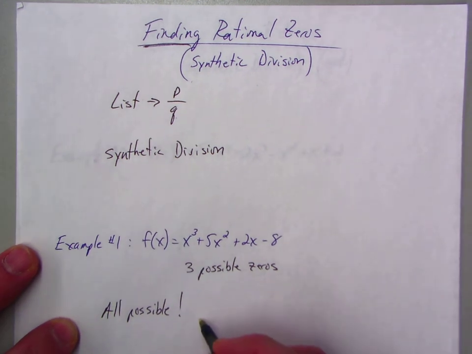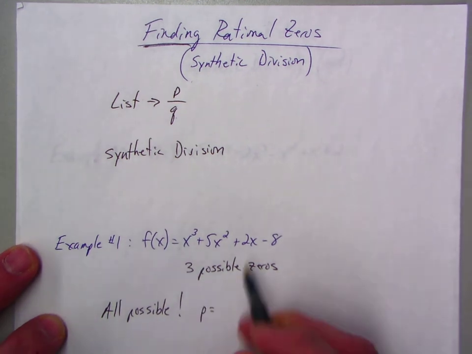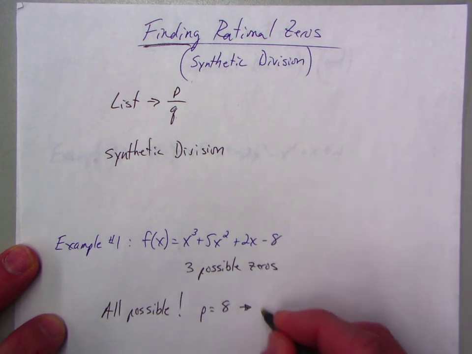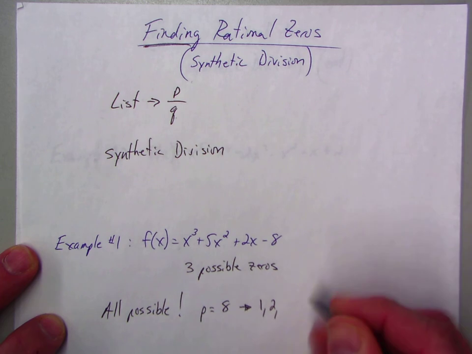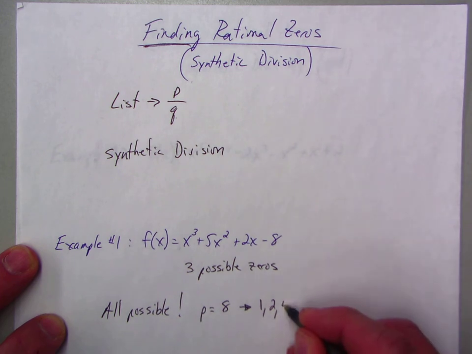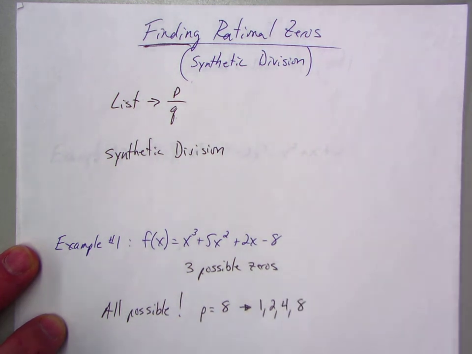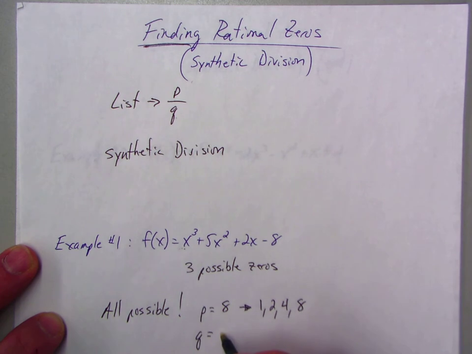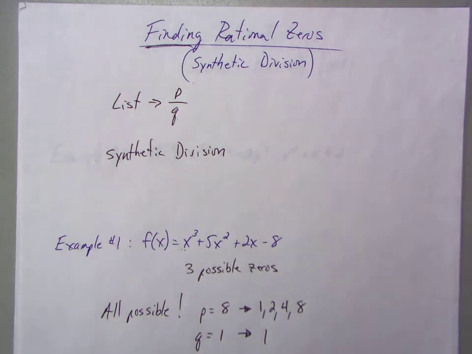All right. So we do P. So P is 8. So the factors of 8 are 1, 2, 4, and 8. Q, the leading coefficient, is just 1. So that makes that nice. So the factors of 1 are just 1.